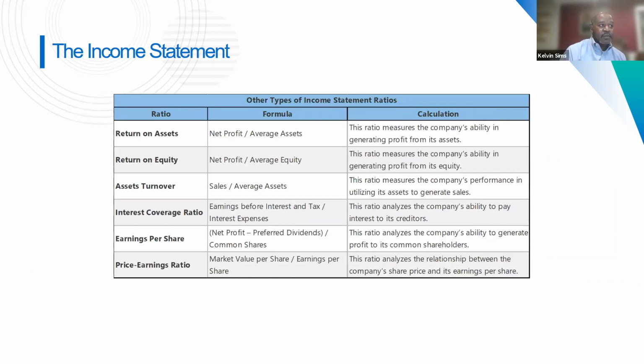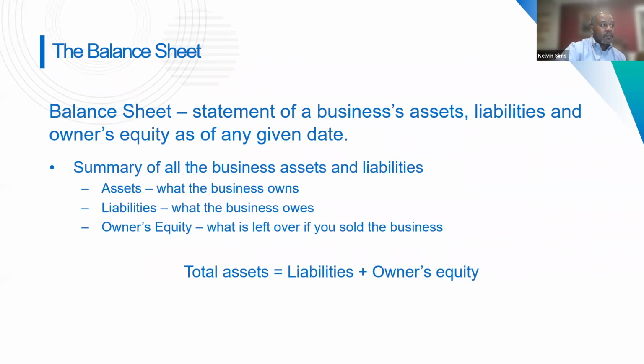Some other ratios, like return on the assets, will make more sense after we talk about the balance sheet. These are some more from the income statement. You're taking your net profit divided by your average assets, so you're combining both the income statement and the balance sheet. The balance sheet is the business assets, liabilities, and the owner equity at a given date.